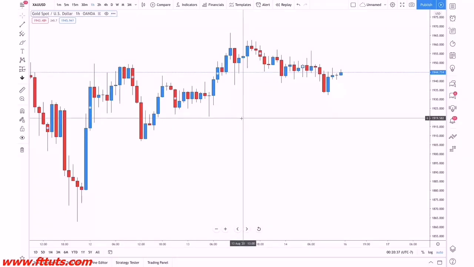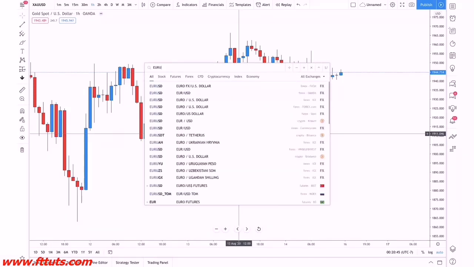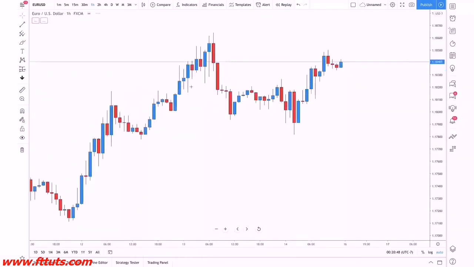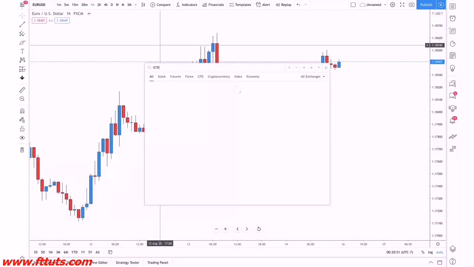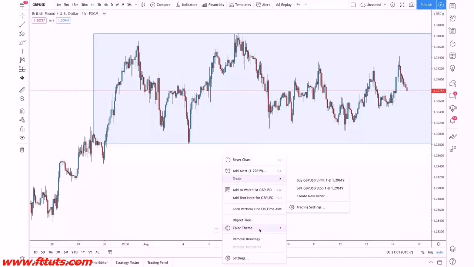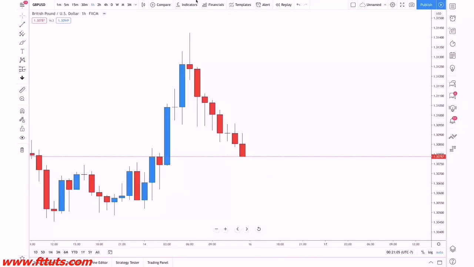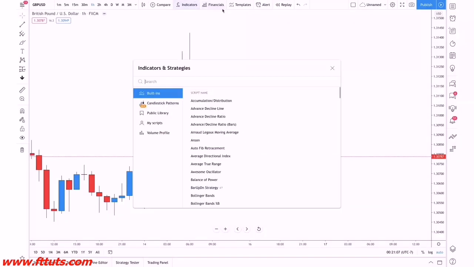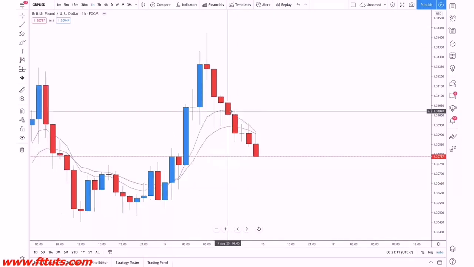Now, in terms of TradingView in general, up here you can just type in the pair you're looking for, like EUR/USD. You can click it and it goes right to that chart. Any pair you want, you just type it in, GBP/USD, and it comes right up. You can right click and click remove drawings at any point in time, and it deletes it all. Indicators, you can add here. Your templates that you save, like if you save an indicator, I have a moving average saved as an indicator template.